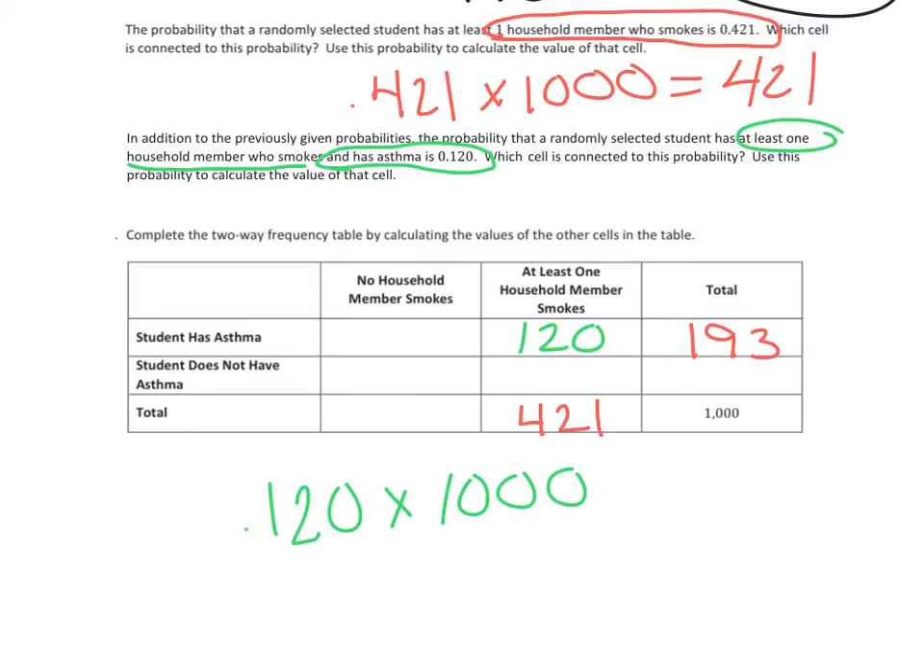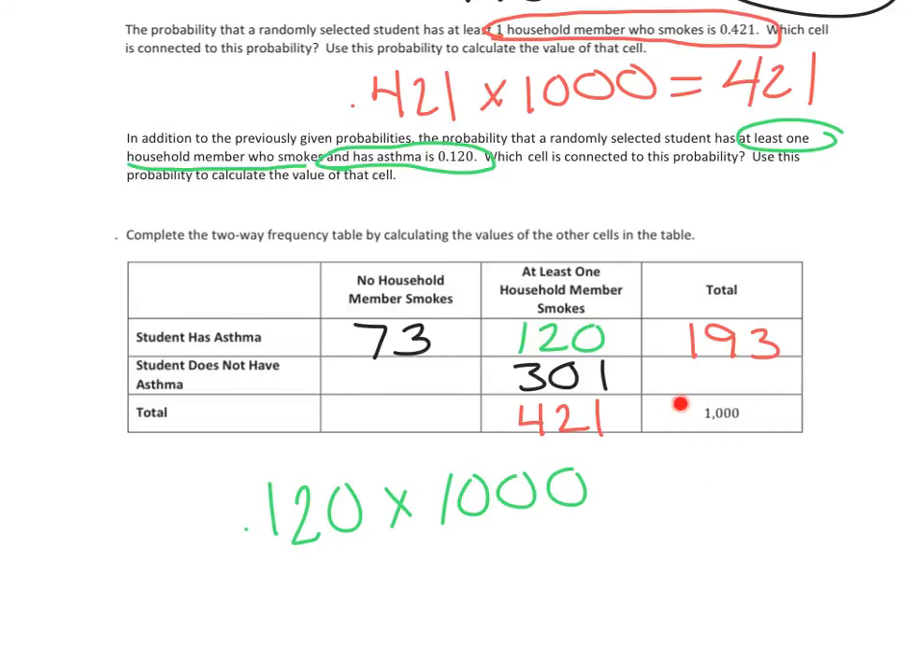Now, believe it or not, there should be enough information here to fill in the rest of the table. So let's just use common sense. I have to total 193. I have 120. 193 minus 120 gets me a total of 73. This has to total 421. I have 120. 421 minus 120 gets me 301.